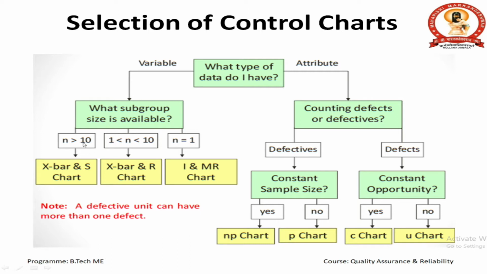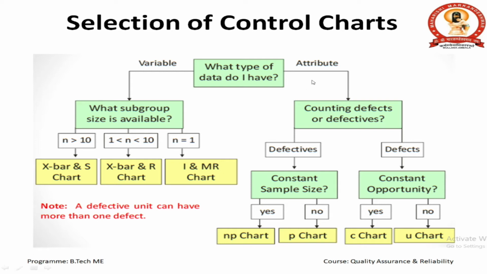Similarly, if the subgroup size is more than 10, then we generally go for X bar and S chart. You can say mean and standard deviation chart. Because if the sample size is more than 10, then it's better to judge the variation in between the data points with the help of standard deviation rather than using the range parameter. So it will give less errorful decision. So that's why we use X bar S chart instead of X bar R chart if the subgroup size is more than 10. So these three types of charts, SPC charts, they are meant only for variable type data.